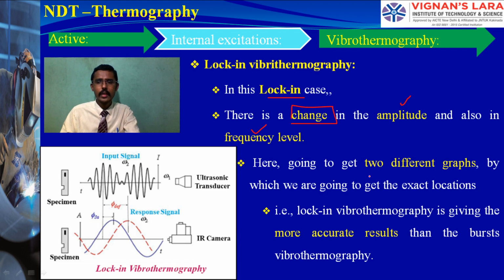So here we are going to get two different graphs, by which we get the exact location. Lock-in vibrothermography is giving more accurate results, as written here, more accurate than the burst mode. The pulse is something we have used. In the graph also you can see multiple graphs we are getting, the red dotted lines and the other curve.